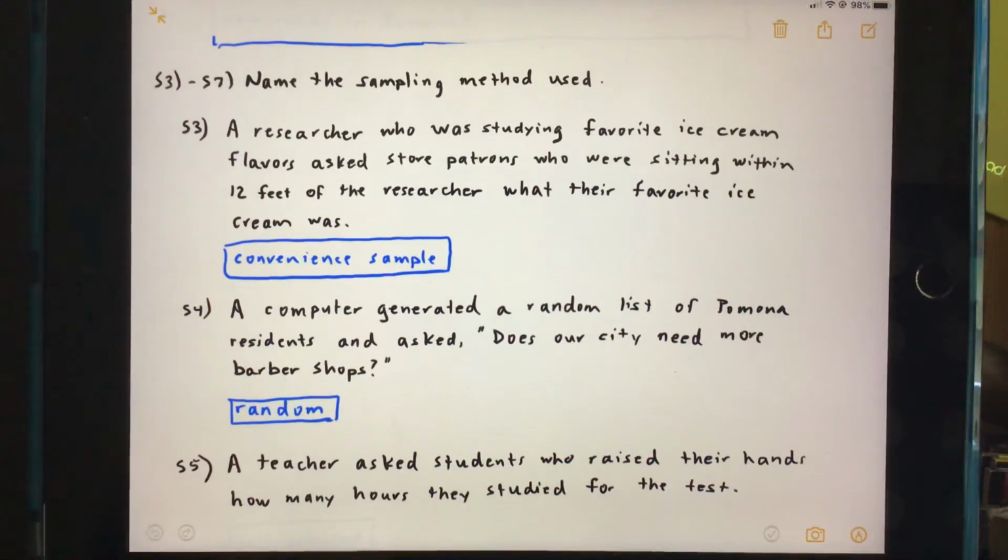So sample 3 says, a researcher who was studying favorite ice cream flavors asked store patrons who were sitting within 12 feet of the researcher what their favorite ice cream was. Well, this is a convenience sample. The researcher was only asking people that it was convenient to ask if they were sitting pretty close to him, within 12 feet. That may or may not be representative of all of the ice cream eaters that he is trying to find out about, but this is how he's conducting his sample. So this is a convenience sample. Only if they sit close to him will they be asked.